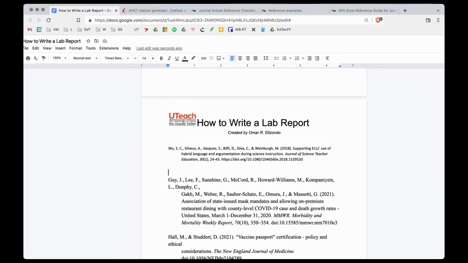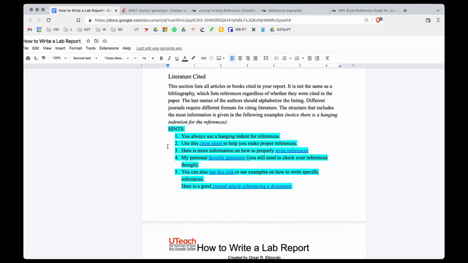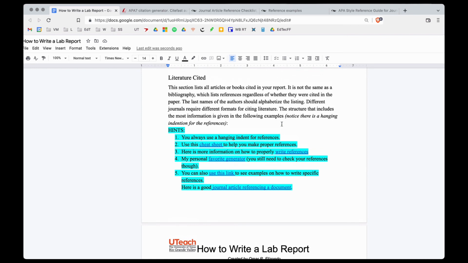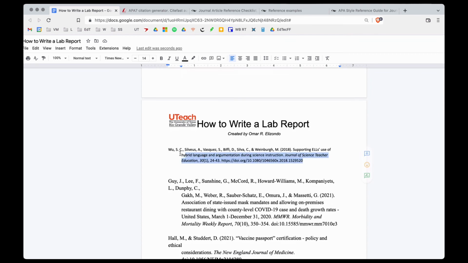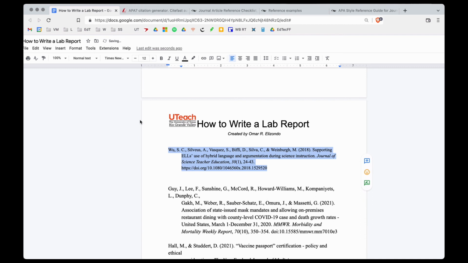Your references, let's come back over here. I got a whole bunch of other resources here. So you need to have your references in proper order. They need to be in alphabetical order. You need to have a hanging indentation. And they need to be properly formatted, right? So I'm going to go ahead and fix this, make it a little larger. I want it to be Times New Roman.